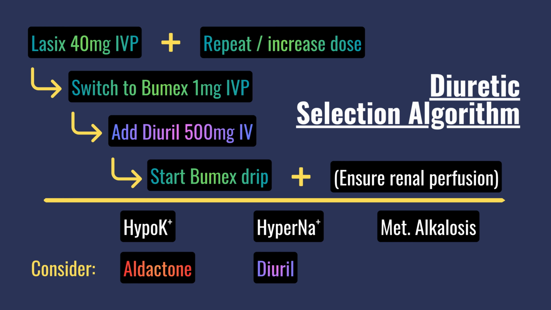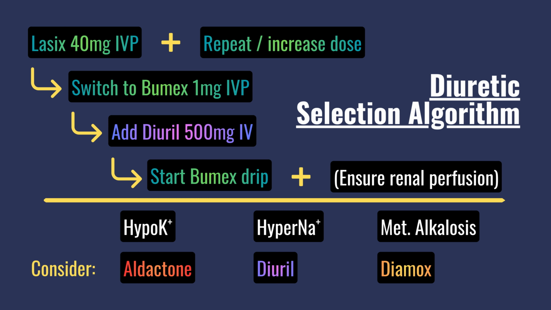When the serum bicarb starts to get too high, you can consider giving some Diamox IV to try and pee off more bicarb. So to review, add a potassium-sparing diuretic for hypokalemia, a thiazide for hypernatremia, and Diamox for a metabolic alkalosis. And that is my personal approach to diuretics.